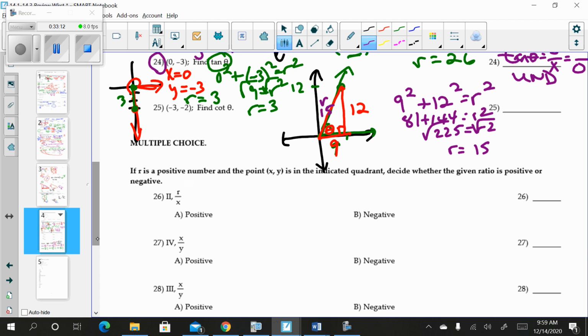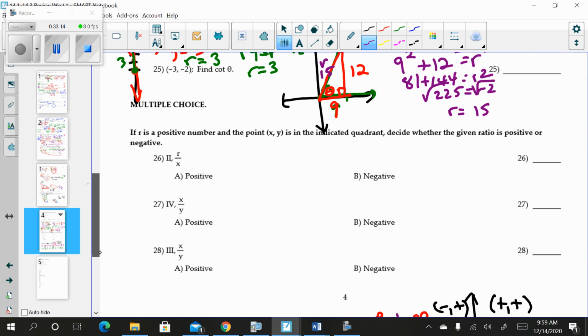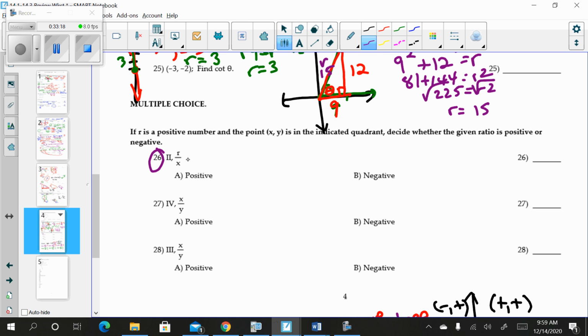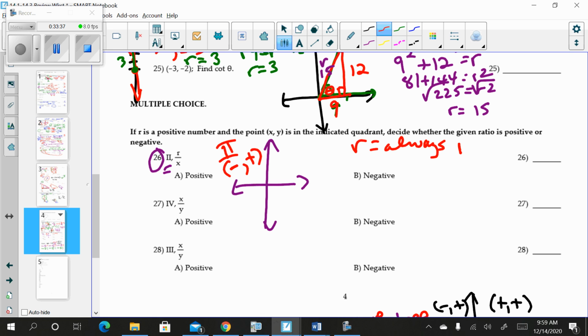I just want to talk about what the idea is for the last 3 here. It's just saying, hey, is my answer going to be positive or negative? So it's telling you the quadrant that you're in. So for this first one, 26, we're in quadrant 2, which puts us over here. And think about what you know over there for our ordered pairs. X's are negative, right, because we went to the left, but the Y's are positive. And remember, the r is always positive because it's the distance from the center. So those are always positive.